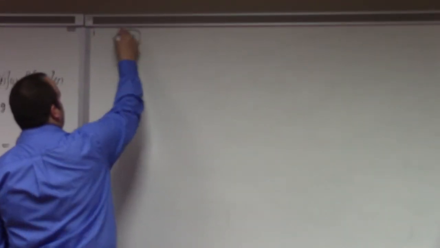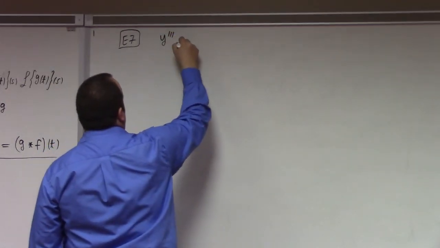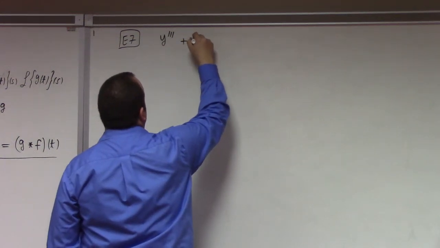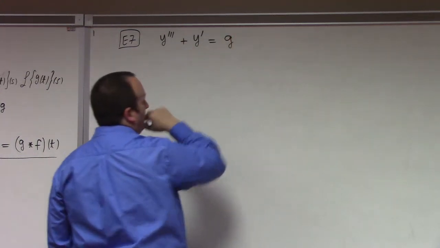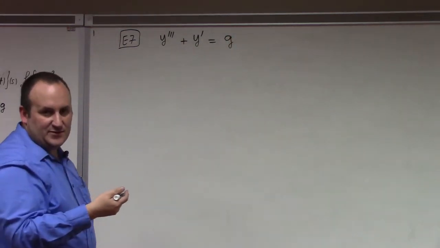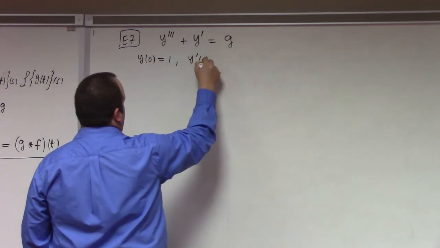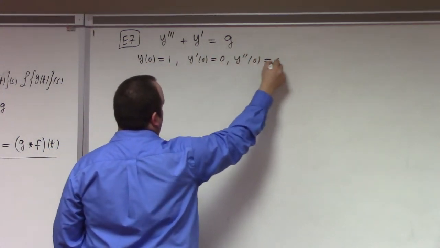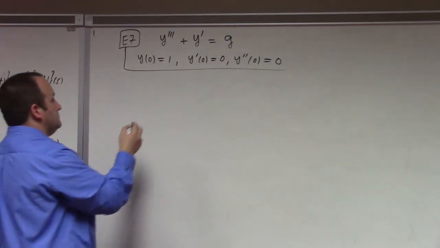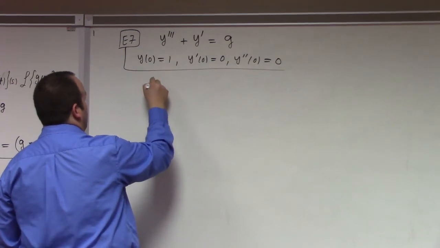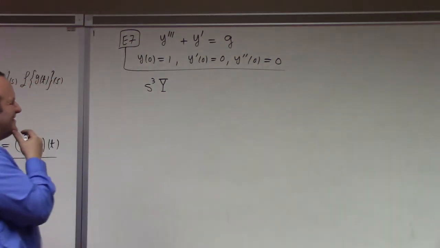Example 7. Suppose we had, I'll keep it relatively simple, y triple prime plus y prime equal to g. And I'm feeling guilty for not including any initial conditions. So this time I'll say y of 0 is 1, y prime of 0 is 0, y double prime of 0 is 0. Let's find an integral solution to this using convolution. So we get s cubed Y. And then what am I supposed to do? So what's next?